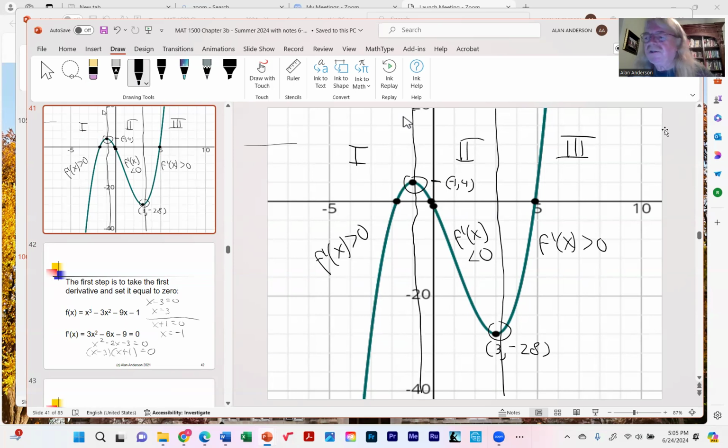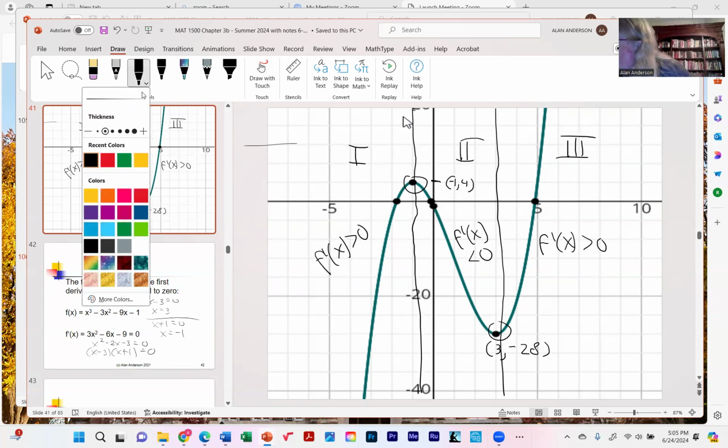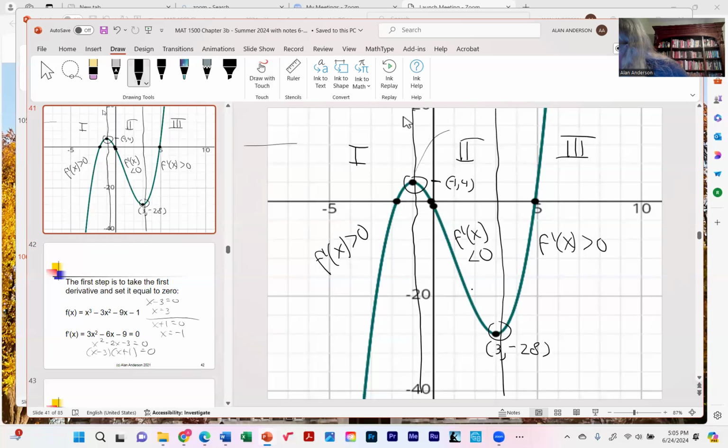And because of the sign changes, we see that this point must be a relative maximum, and this point must be a relative minimum, because of the change of the signs of the first derivative.